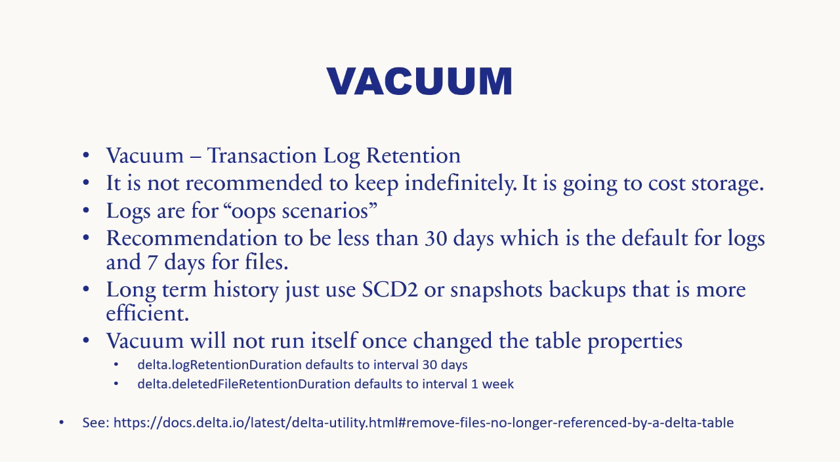So when you vacuum a table, it's going to look at your table properties, and there are two table properties. There is the table property for the retention of the files, and there is the table property for retention of the logs. The retention of the logs is log retention duration, and the files is deleted file retention duration. These are the defaults: 30 days and 1 week, which is 7 days. You can see on this documentation here more details about it, which I'm going to go through.